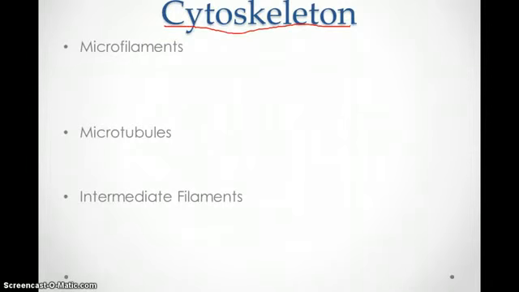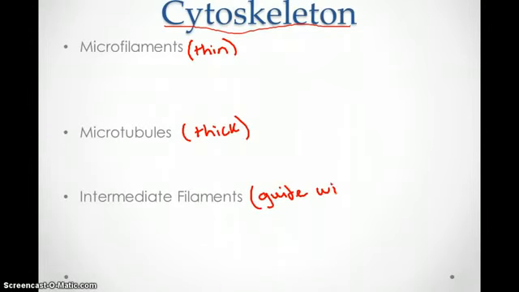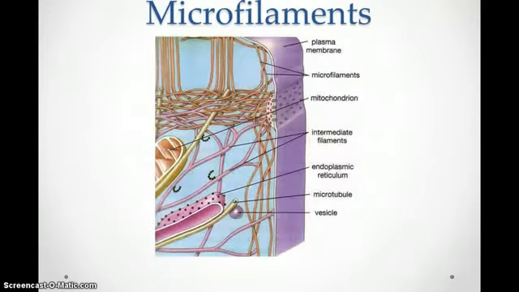So now, there are three main things we need to remember. The microfilament is thin, the microtubules are thick, and the intermediate filaments act as guide wires. And here's an in-depth look at each one.